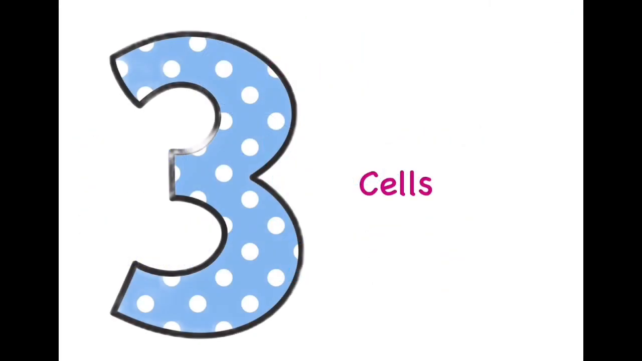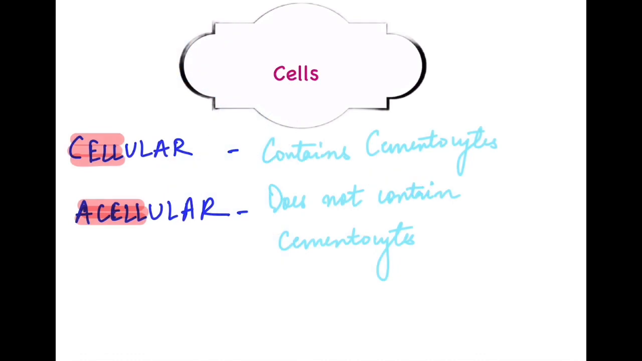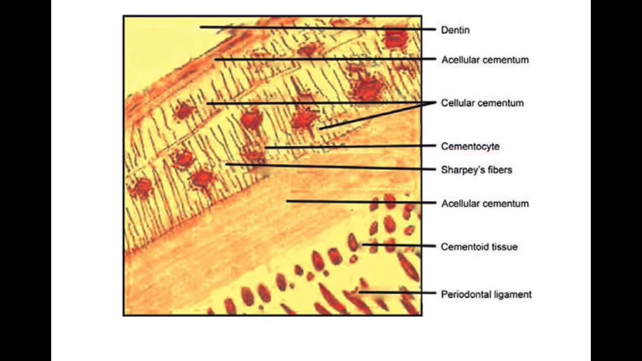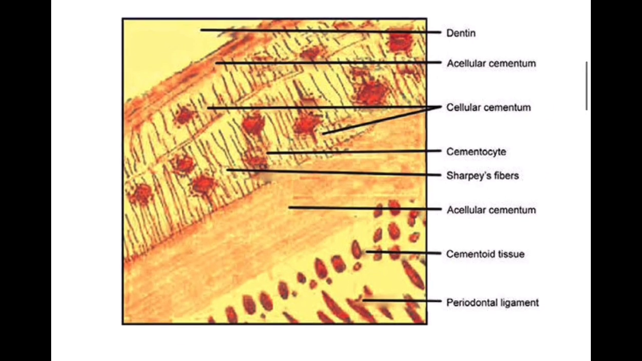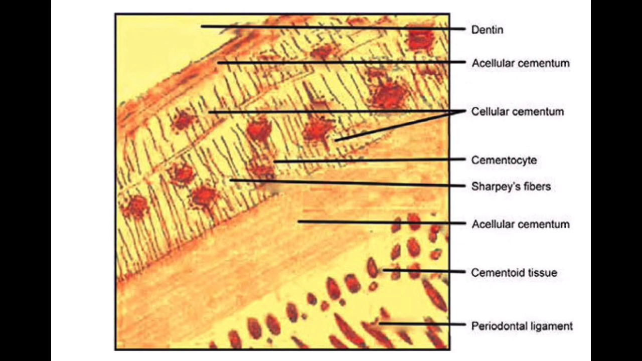Okay. So the third difference is between the cells of cellular versus acellular cementum. As the name itself indicates, cellular cementum contains cells which are known as cementocytes, whereas acellular cementum is devoid of any cells, that is, it does not contain any cementocytes. So in this diagram, we can clearly see that just below the dentine, there is a layer of acellular cementum, right? This layer is devoid of any cells, that is, there is complete absence of cementocytes, whereas just below the level of acellular cementum, we can visualize the cellular cementum which contains the cells known as cementocytes.